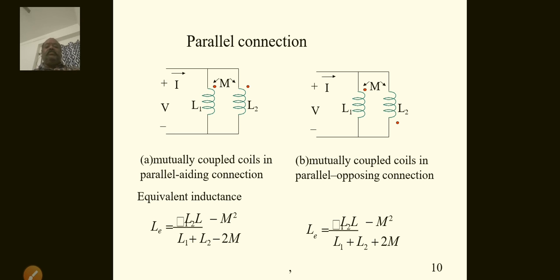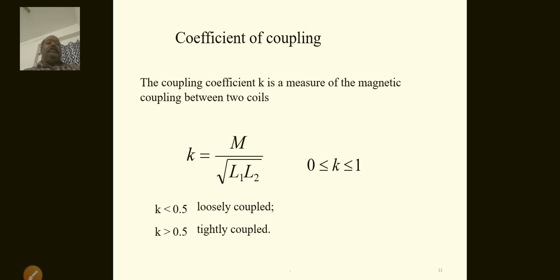So therefore we need to take it a little bit differently, because 1 by L1 plus 1 by L2 like that you need to take. Which is equivalent to (L1 L2 minus M squared) by (L1 plus L2 minus 2M). Similarly, (L1 L2 minus M squared) by (L1 plus L2 plus 2M). This is the parallel connection of the mutually coupled coils.